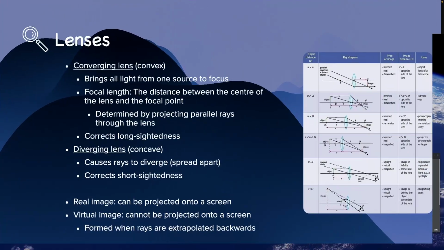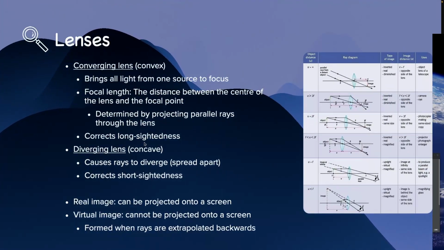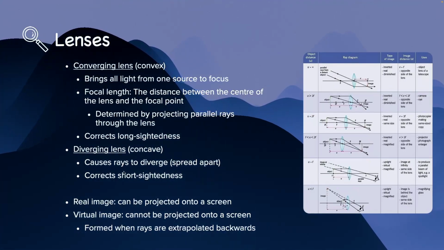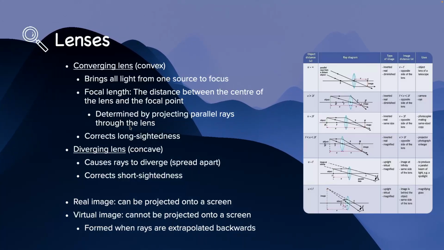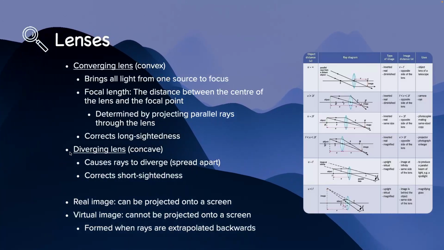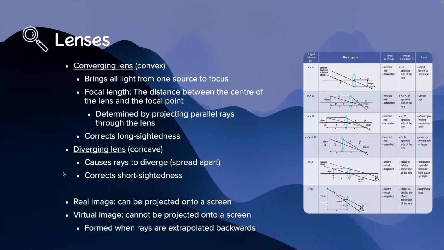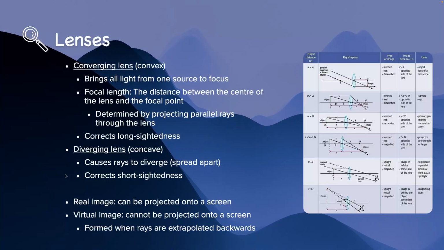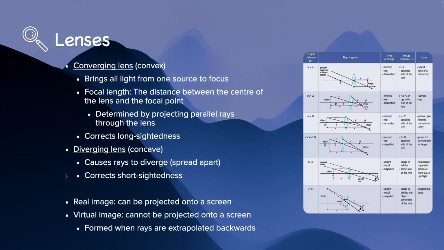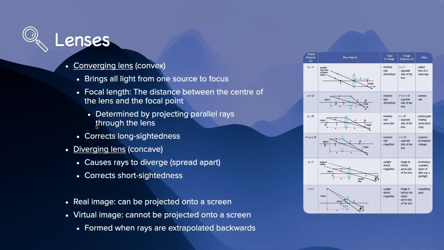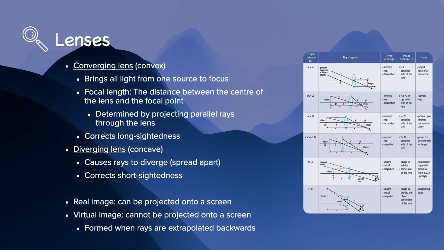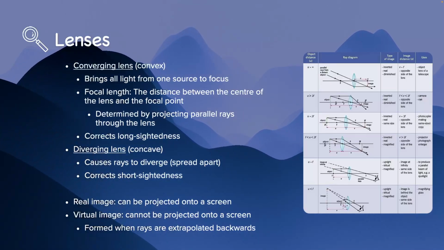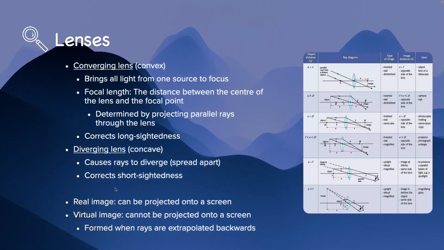Anyways, the diverging lens does not have a focal length, but it causes the rays to spread out or diverge. And it corrects short-sightedness. So if you have spectacles and if you're short-sighted, meaning you cannot see stuff at a distance really well, it is the diverging lens that fixes this issue, that corrects your internal eye lens. Similarly, long-sightedness is mitigated by using a converging lens in your glasses.